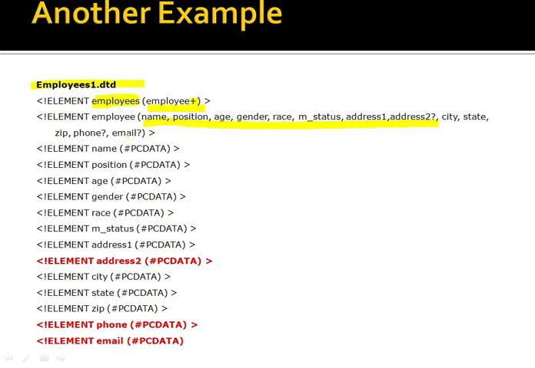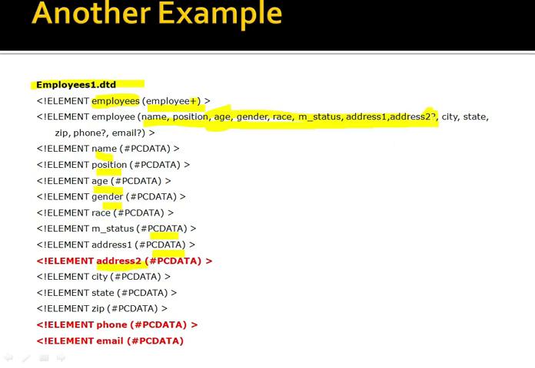And you also have a question mark. What does it indicate? It indicates that the child element can occur 0 or 1 time. So here you have name, position, age, gender, all the valid data. The allowable data for these elements are defined here: PCDATA. This is address 2, and if you look here, address 2 has a question mark.